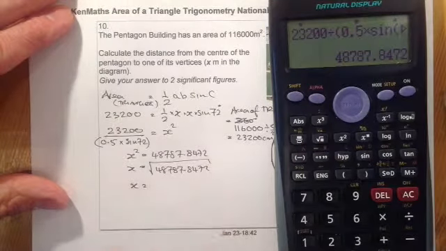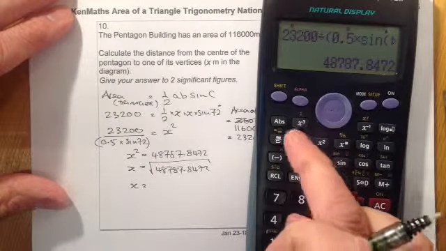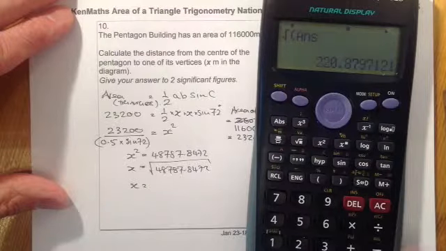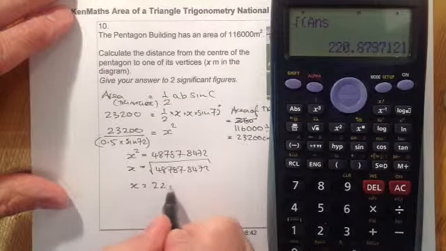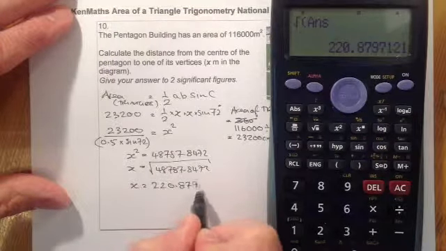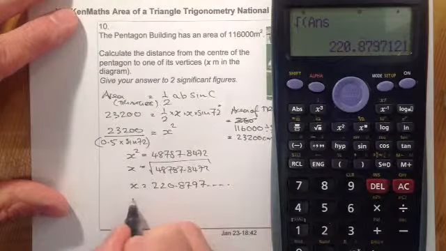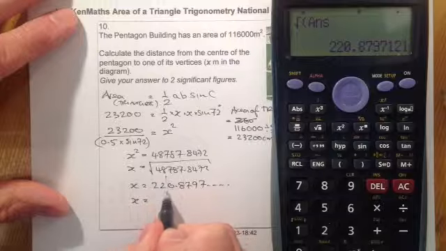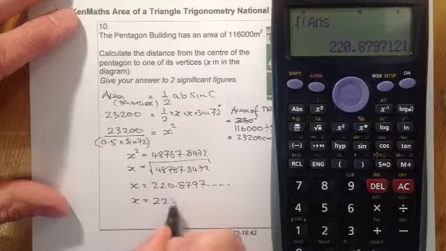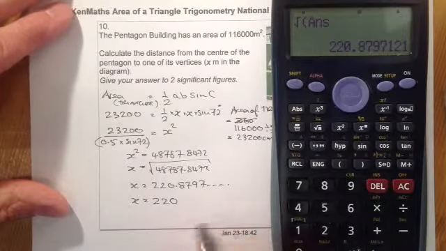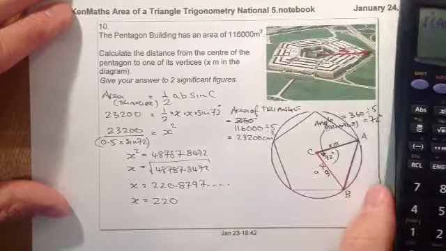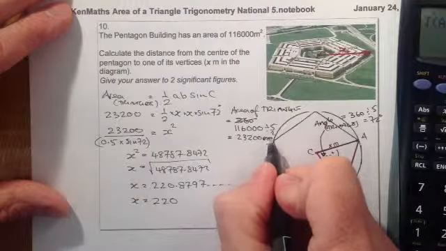That should give me my value for x that I'm after. So square root of the answer, that should give me 220.8797, and I have to give my answer to two significant figures, so x is going to be equal to, cut the number there, 220, 0 to show where the decimal point is, and it's going to be in metres this time, isn't it? So let me change some of these things.